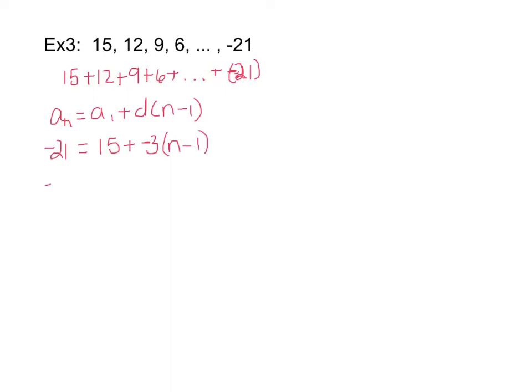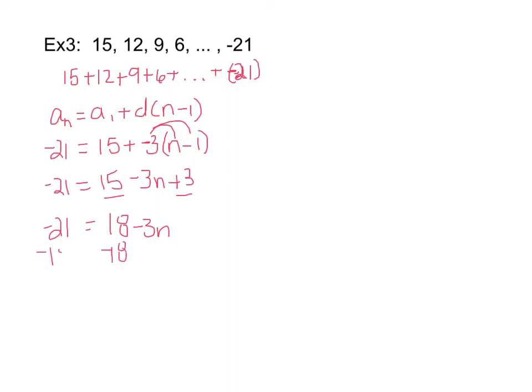Okay, so we have negative 21 equals 15. Go ahead and distribute the negative 3. So negative 3n plus 3. Now we can go ahead and combine the 15 and the 3. That would be 18 minus 3n equals that negative 21. Now go ahead and subtract the 18 over to the other side. So we have a negative 39 equals a negative 3n. When I divide by that negative 3, my n is going to be 13.